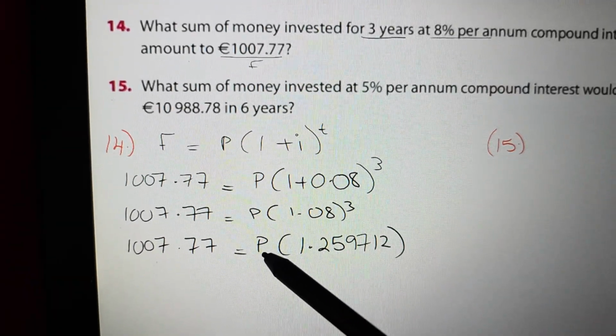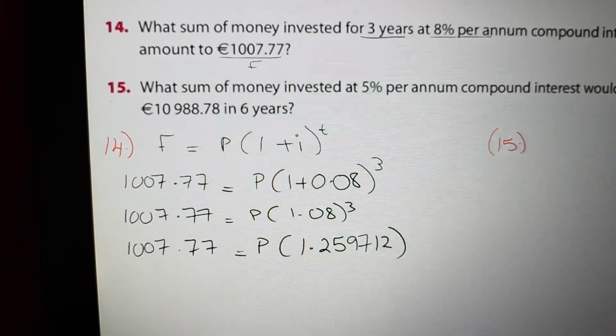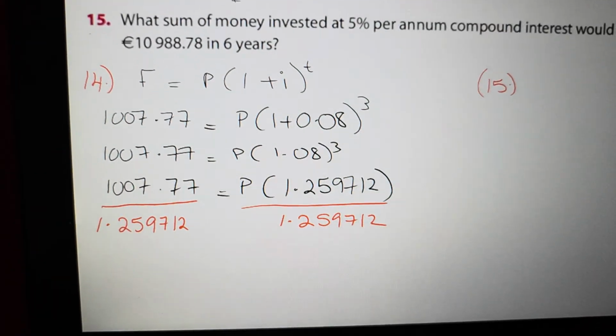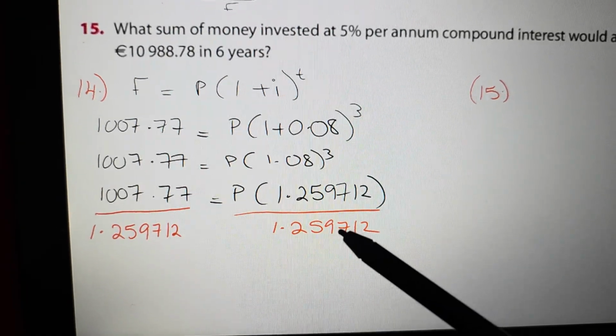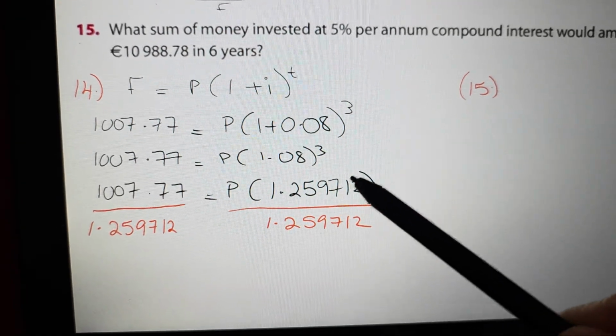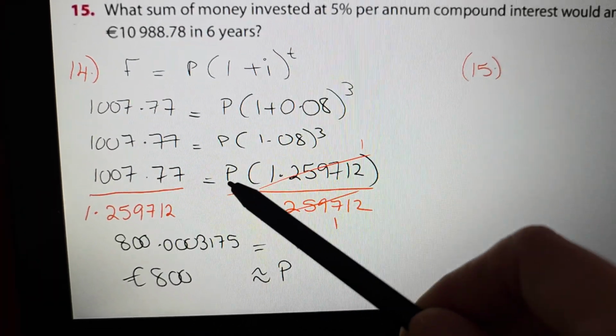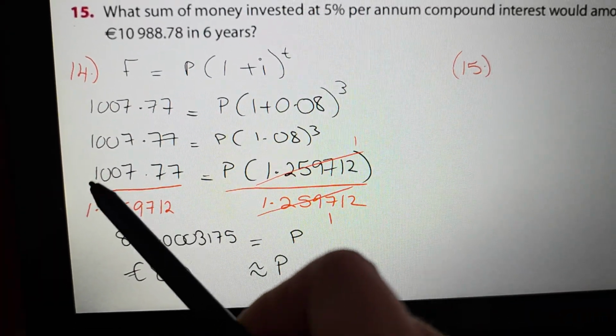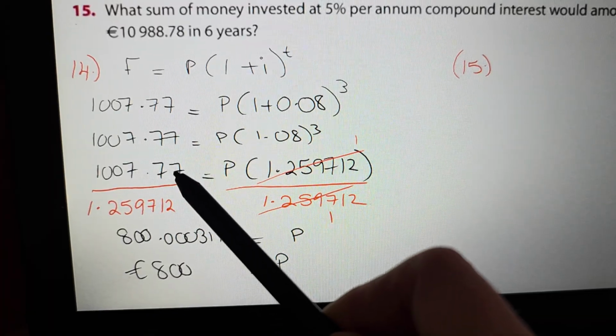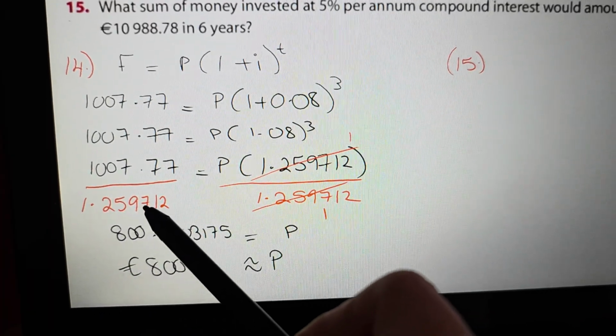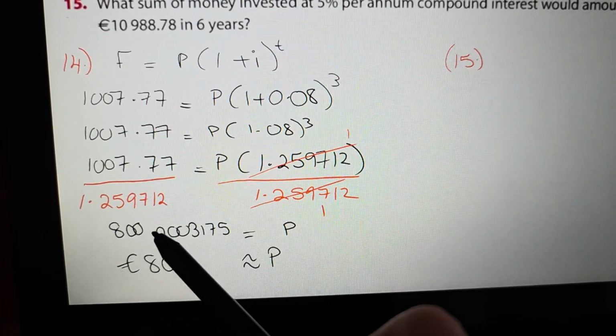If I want to get P on its own, I need to divide by that figure. What you do to one side of an equation, you have to do to both sides. The 1.25 figure will divide into the 1.25 figure above and below, so they're gone. So then you're just left with 1 times P, which is P. And if you put this into the calculator, 1007.77 divided by 1.259712, you'll get back this figure.